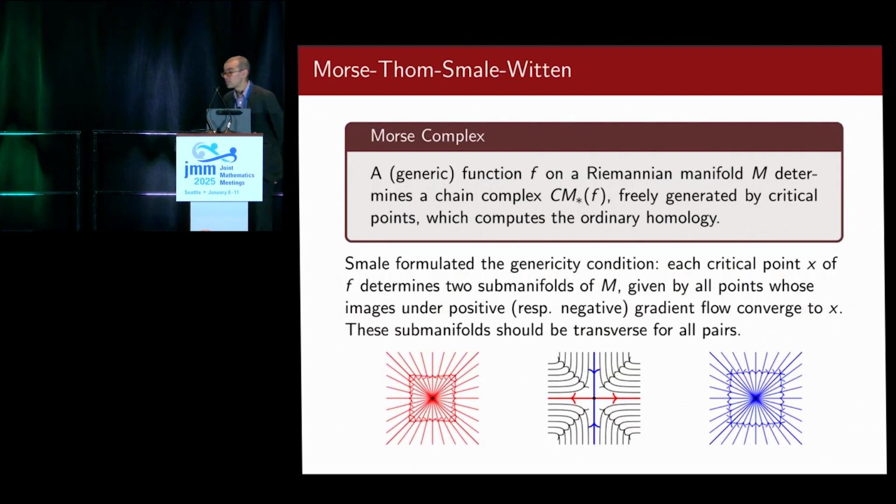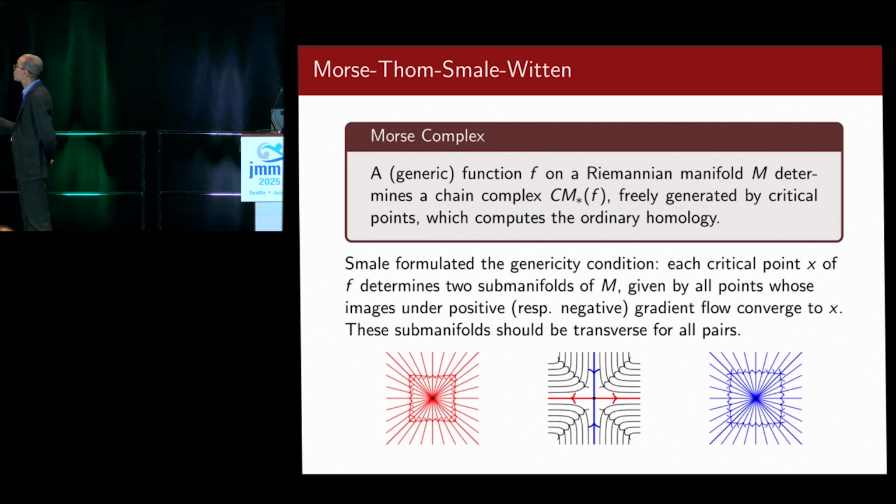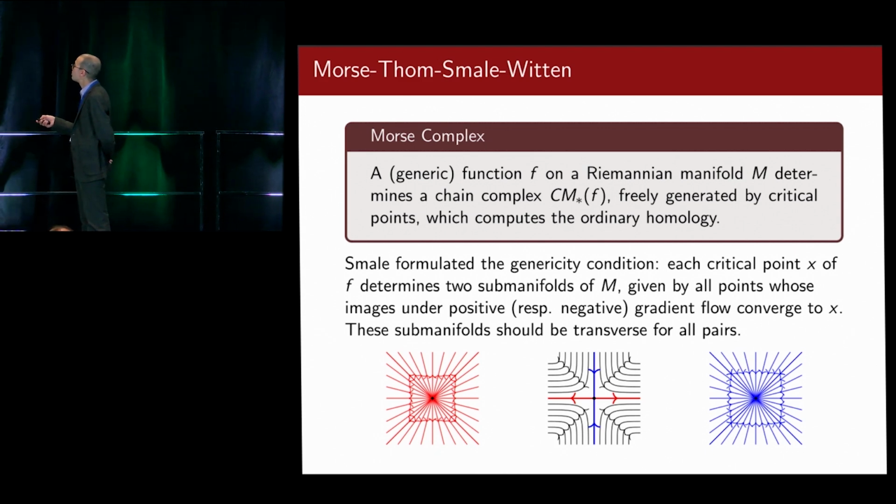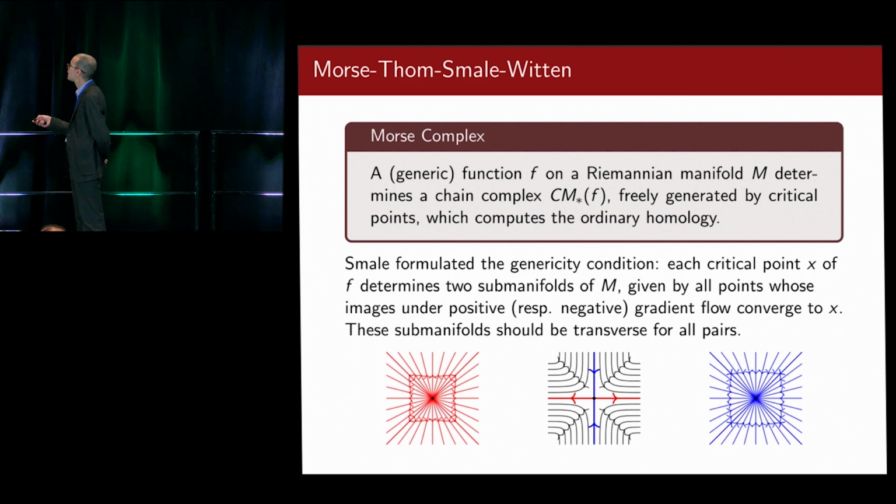So the person whose name usually goes with this perspective is Witten, okay? But Bott refers to it as the Thom-Smale-Witten complex, and these days, at least in my subject, everybody just calls it the Morse complex. And the main result is the following. If you take, again, a function on a Riemannian manifold, and you assume it's generic. Now, why did I say Riemannian? I will come back to that in a second.